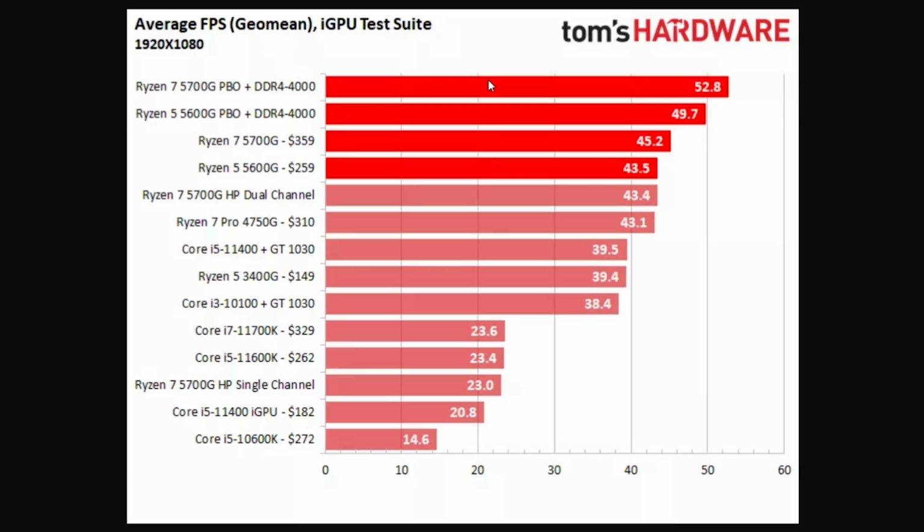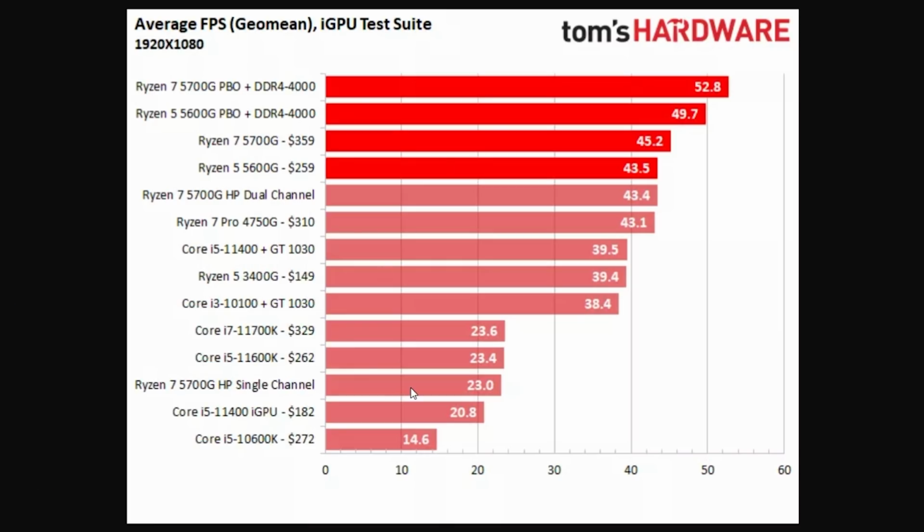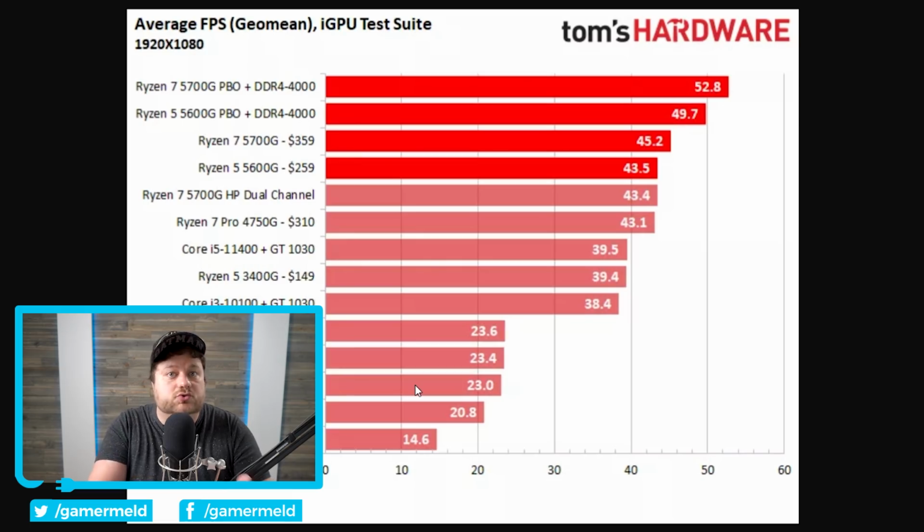And the reason for that, I do believe, is just because it has slower memory and worse timings. Remember that the interconnect between the CPU and iGPU in AMD's APUs is directly correlated to memory speed. So the faster the memory speed, the faster the chip is in general. And when we go down here, we can actually see that they put it in single channel mode and it completely crushed the performance. Basically, you absolutely want to use dual channel memory and really fast memory if you're going to get any of these APUs.